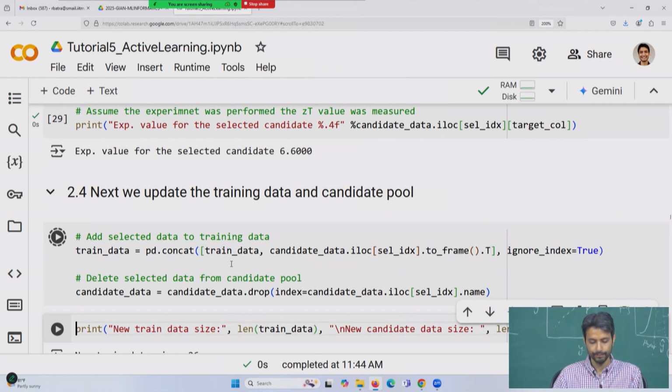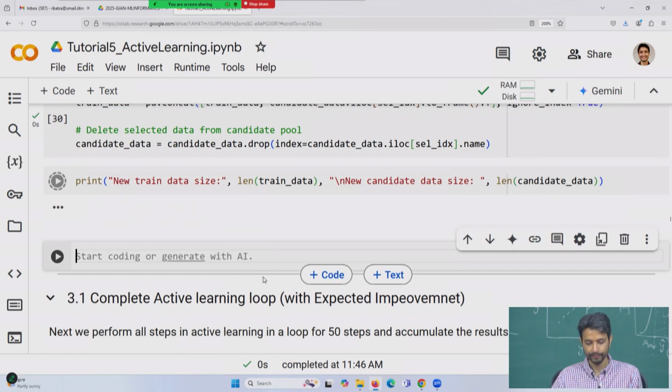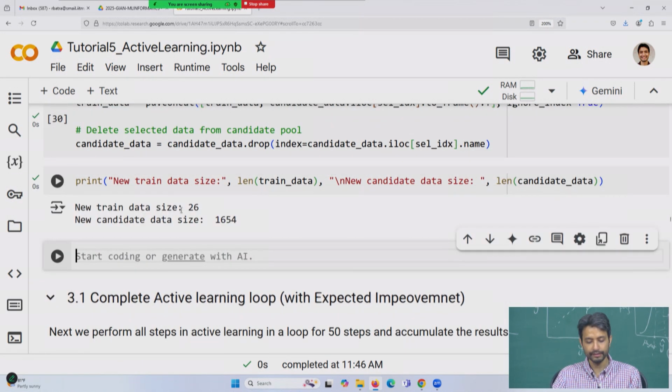Next, we add that data point to training and we delete that LaF3 point from the candidate pool. Now the candidate pool also goes down by 1, right, because you have already done one experiment from there. So that's why the size of the training data is 26 and the candidate pool decreases by 1.